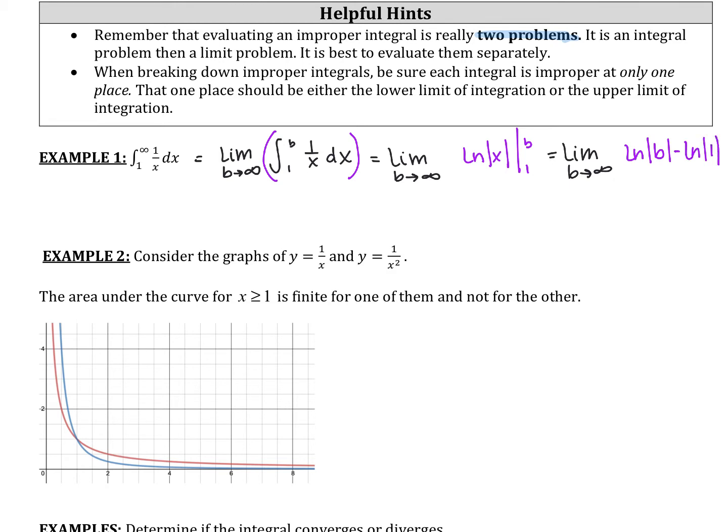Okay, so let's talk about what we know. What do we know about the natural log of 1? Well, the natural log of 1 is really just 0. So really my problem now is the limit as b approaches infinity of the natural log of the absolute value of b. Do I know the limit as b approaches infinity of the natural log of b? Well, we've already looked at these. We know this is infinity. So what we can say about this particular improper integral is that it diverges.